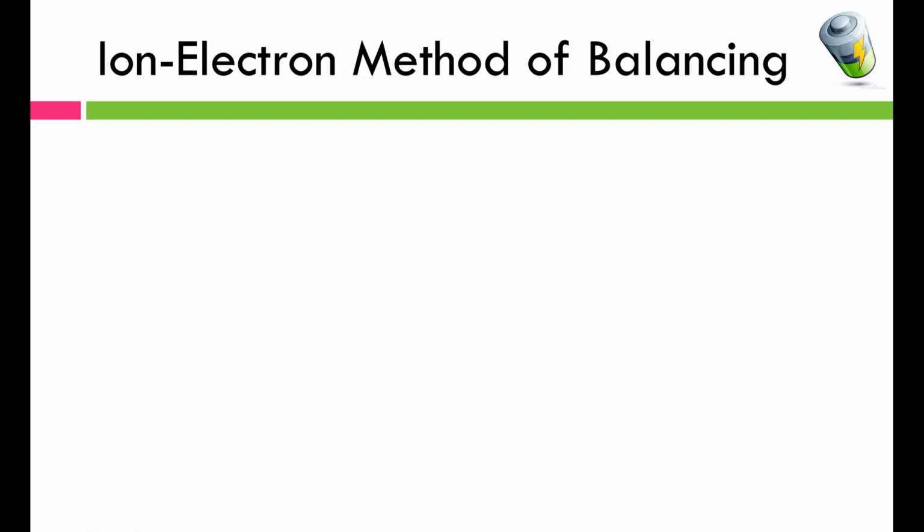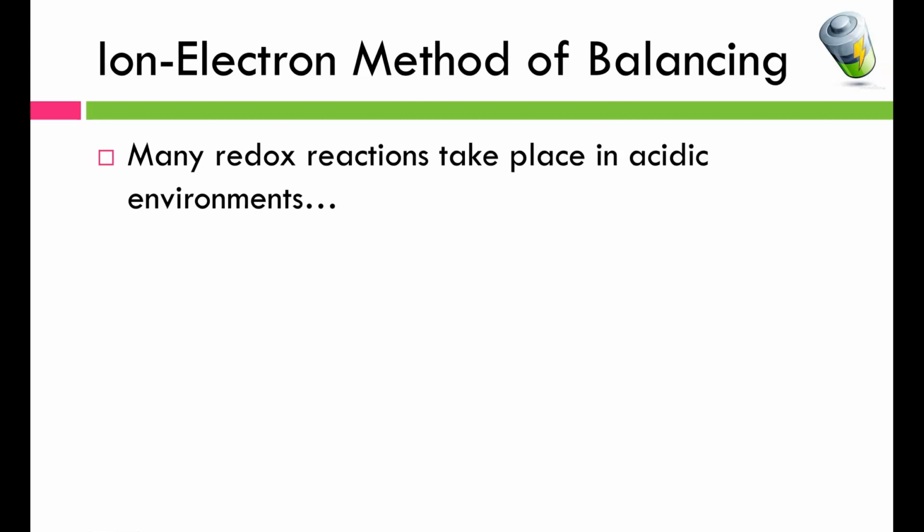All right, so the technique that we're going to be using is called the ion-electron method of balancing, and hopefully the reason for that name will become apparent as we get going. So as it turns out, many redox reactions take place in acidic environments. And based on what we've talked about with acids in the previous unit, what do you know has to be present if you've got an acidic solution? Hopefully you're thinking H+ ions. We know Arrhenius acids release H+ ions into solution. So that's the ion that we're going to use to balance.